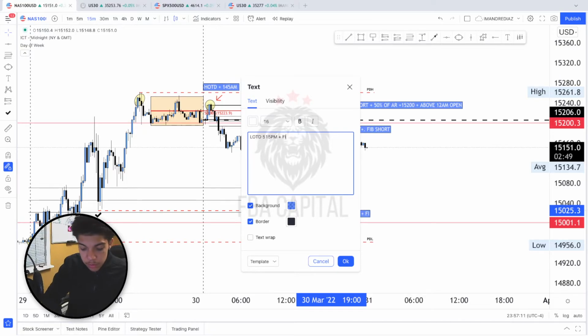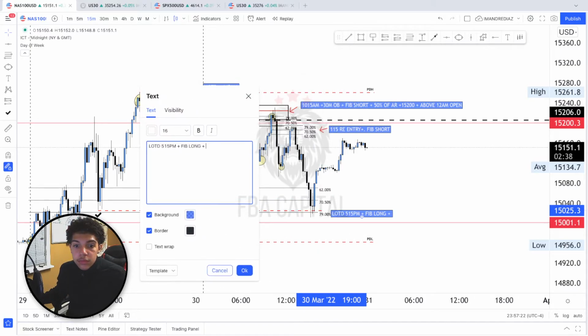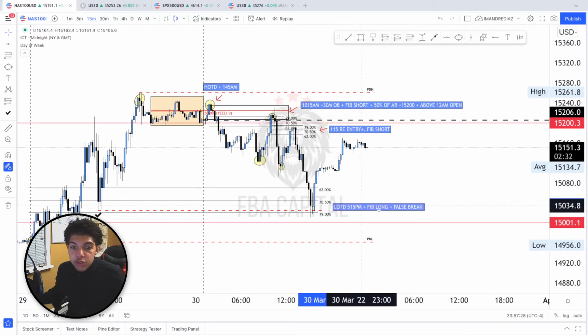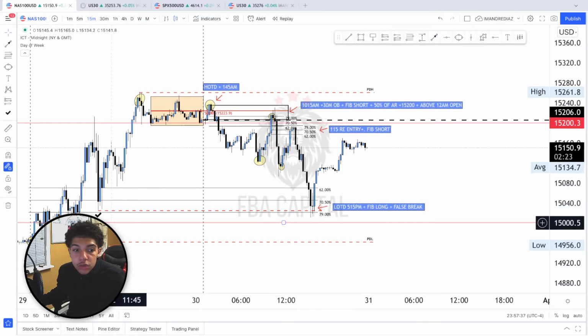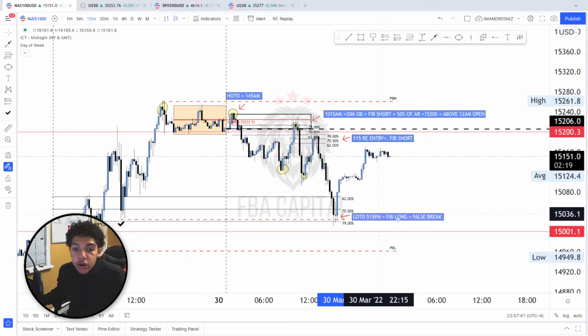Plus we have the fib long from the previous day's low to the previous day's high, along with what was the last confirmation? The false break. We had the false break at the lows. And if you don't know what I mean by false break, it's basically just a false breakout, which is just a liquidity grab. So price ran down below these lows, cleared the liquidity, and price ran back going higher. And that's what created our low of the day.